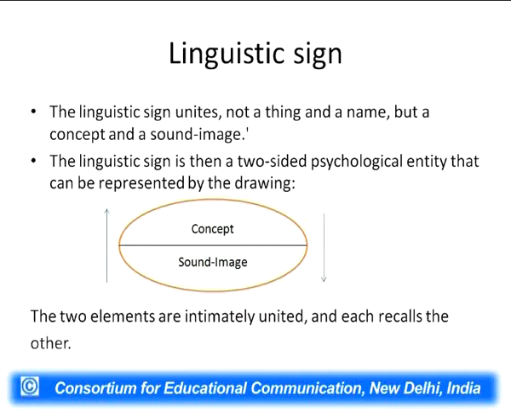Another element is the concept. The concept is tied to the sound image. The two elements are intimately united, and together we call them a sign. So basically, the sign has two parts, concept and the sound image. Sound image can lead to the concept, and the concept can lead to the sound image.